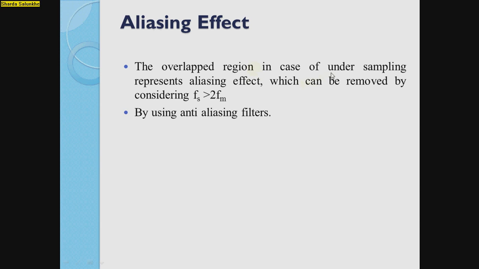The overlapped region in case of the undersampling represents the aliasing effect, which can be removed by considering fs greater than 2fm. So you can use the anti-aliasing filter. Due to the aliasing effect the information can be lost. So you can use this condition, that is, the sampling frequency fs is greater than 2fm.